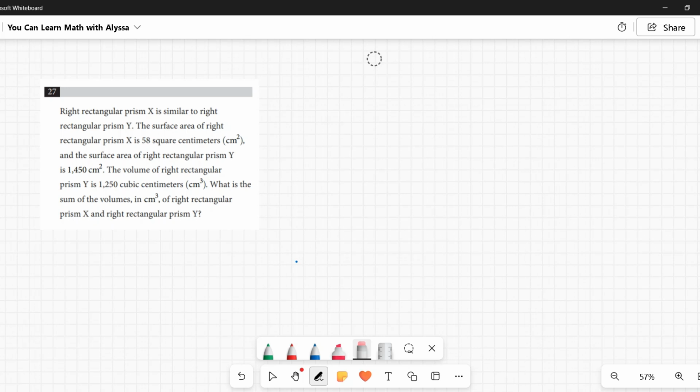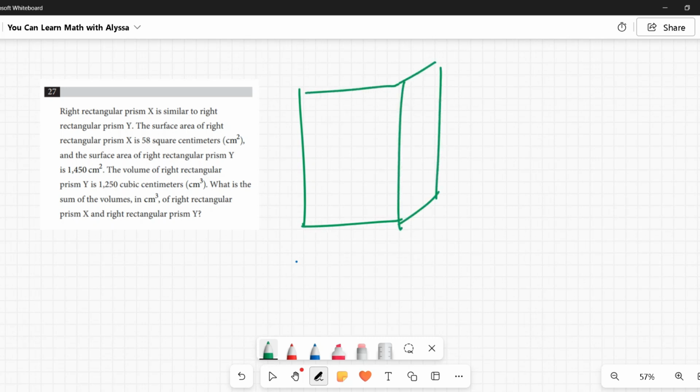Okay. So, here is how I approach this. Well, first off, we should establish what a right rectangular prism is. A rectangular prism is like a cube that's been stretched. And we say a right one means it's a right angle, if you drew a line straight down, it makes a right angle to the floor.